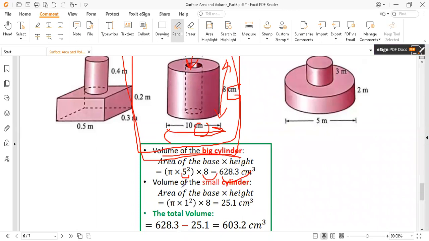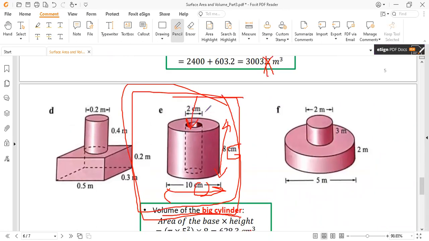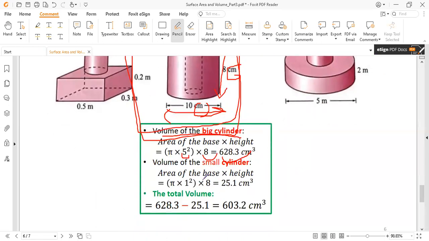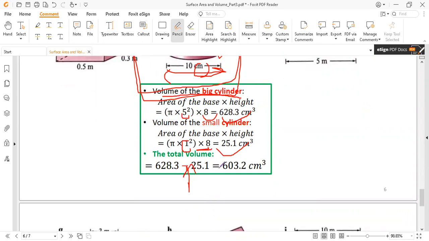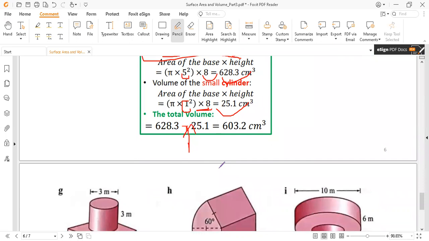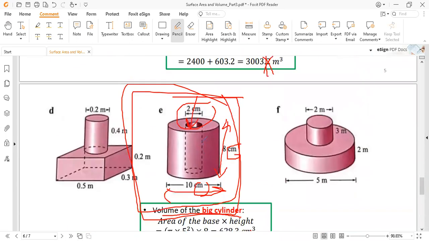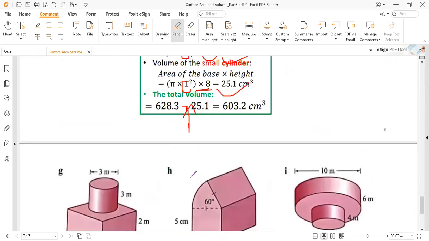Volume of the small cylinder, it is the inside one. So we have a diameter of 2 centimeters. So the radius is the half, 1, pi r squared times also the same height, 8, to obtain 25.1 centimeters cubed. And then we subtract both volumes to obtain the filled area that surrounds this empty pipe inside.